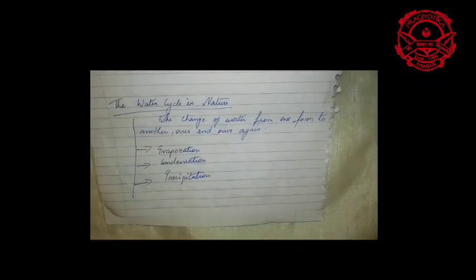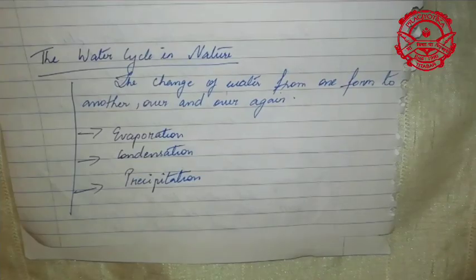Now we are going to discuss the water cycle in nature. I have been explaining to you before, right, that when we start heating water, it forms water vapor, and when we start cooling down, it forms water again. So what is the water cycle? It is easy. The change of water from one form to another over and over again is known as your water cycle in nature.